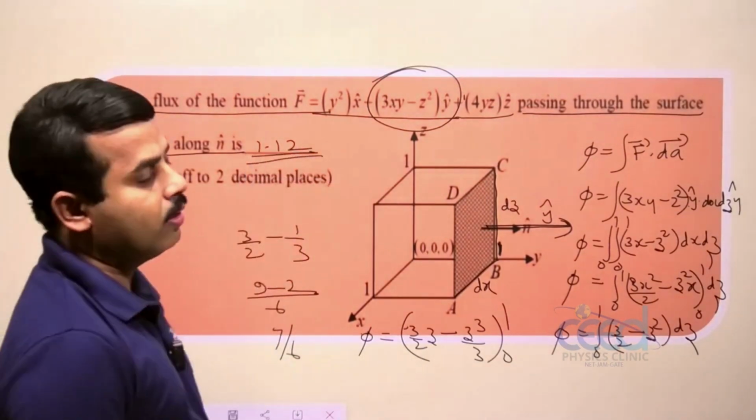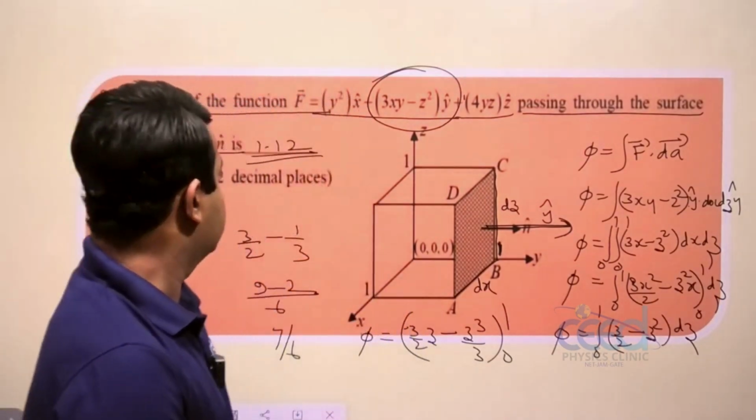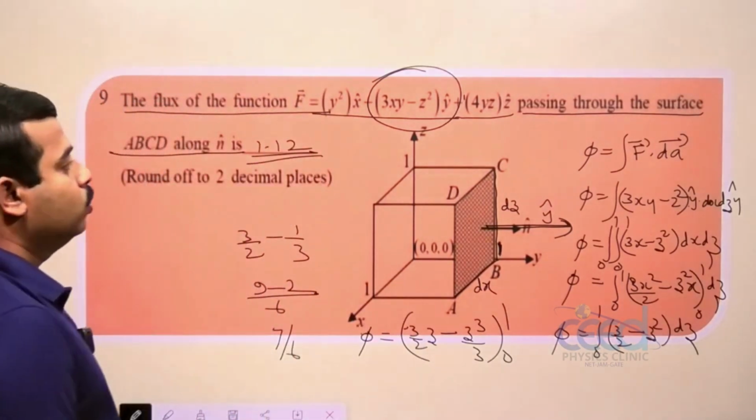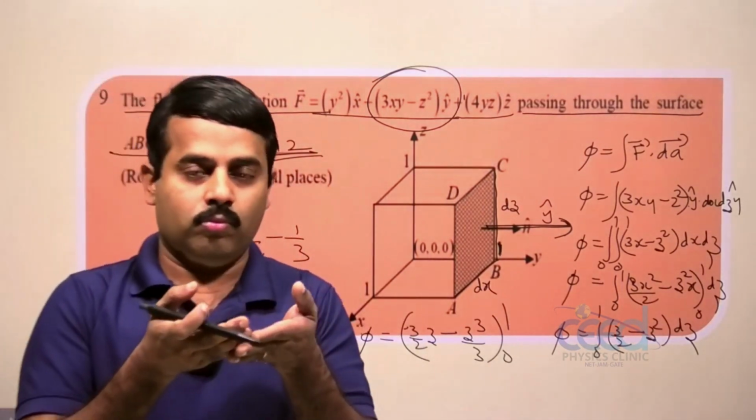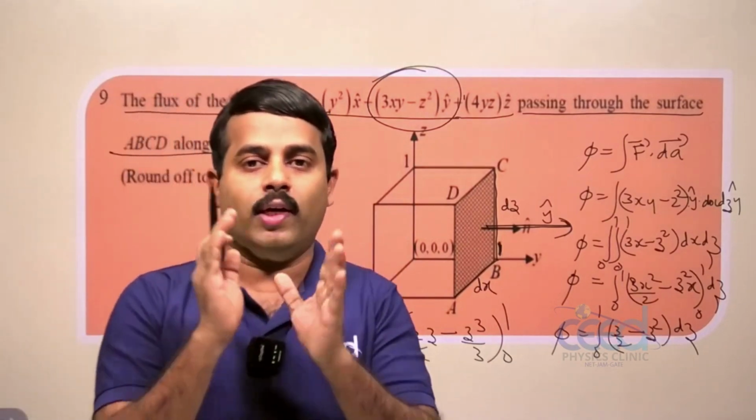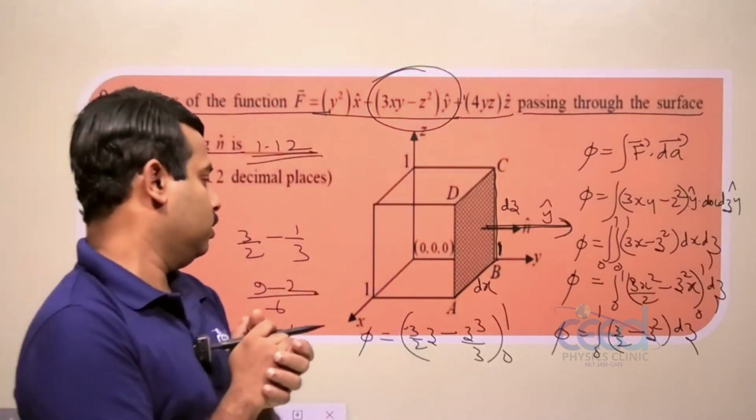Right. So this is the 2 decimal places they are asking. So decimal place 2 only you write after getting the answer, right? Alright.